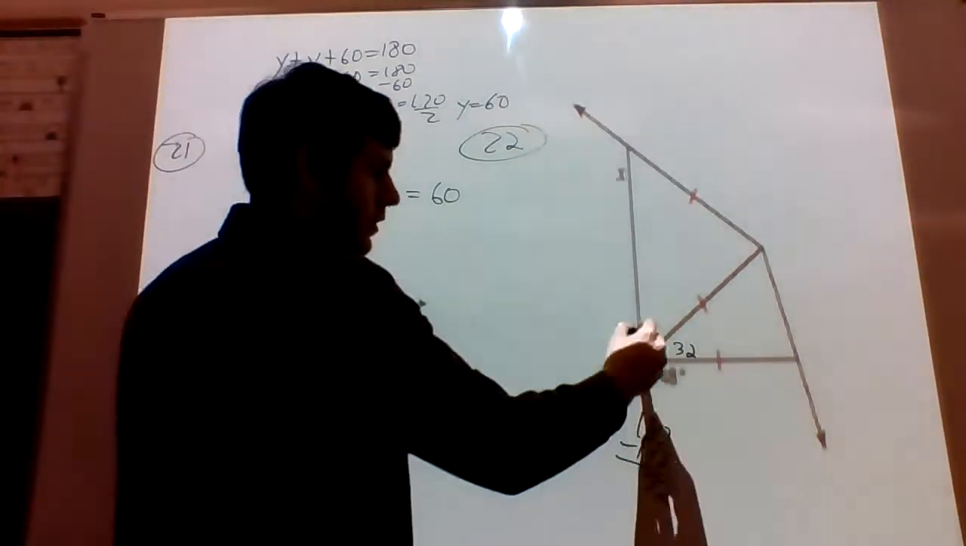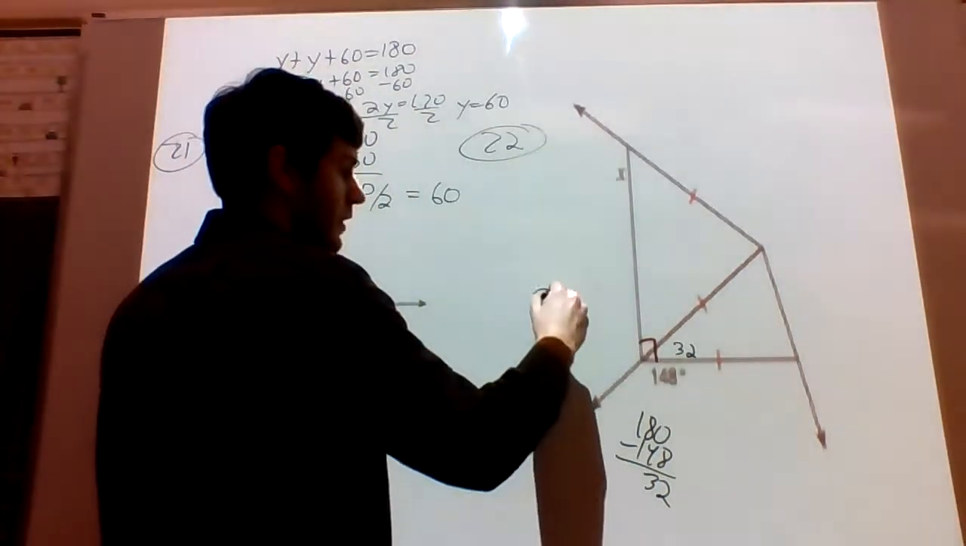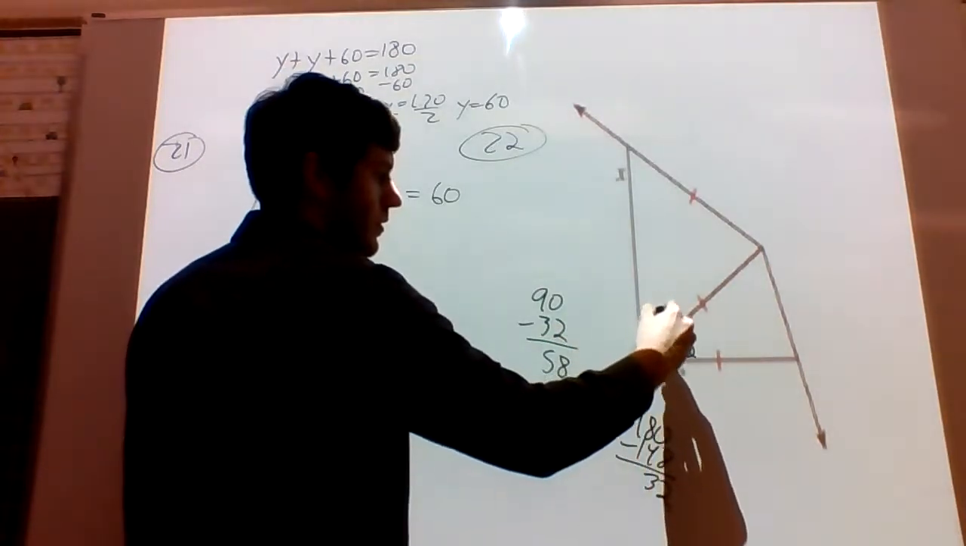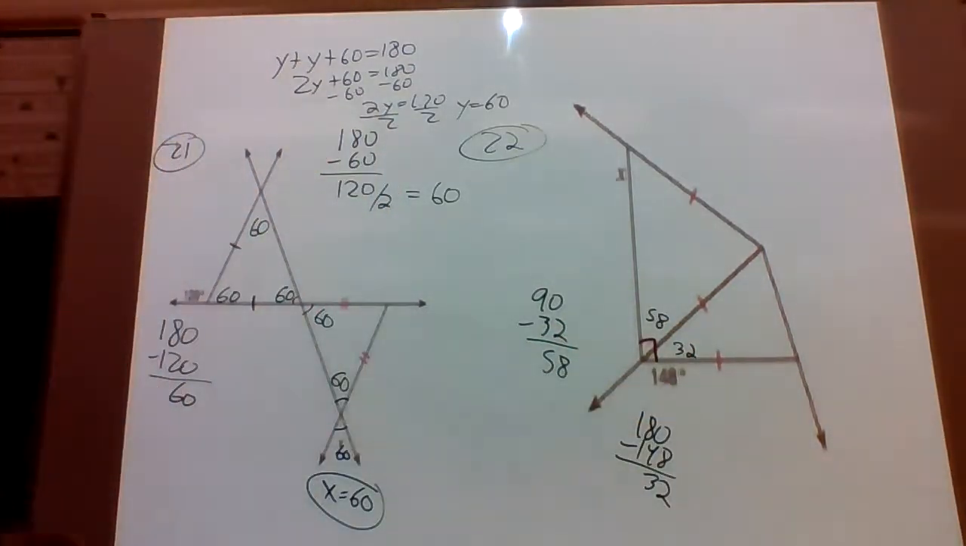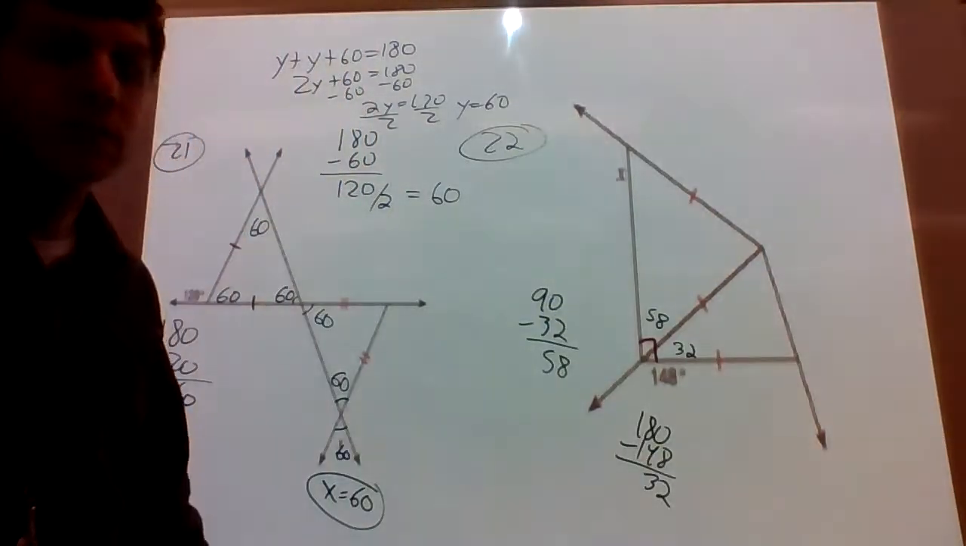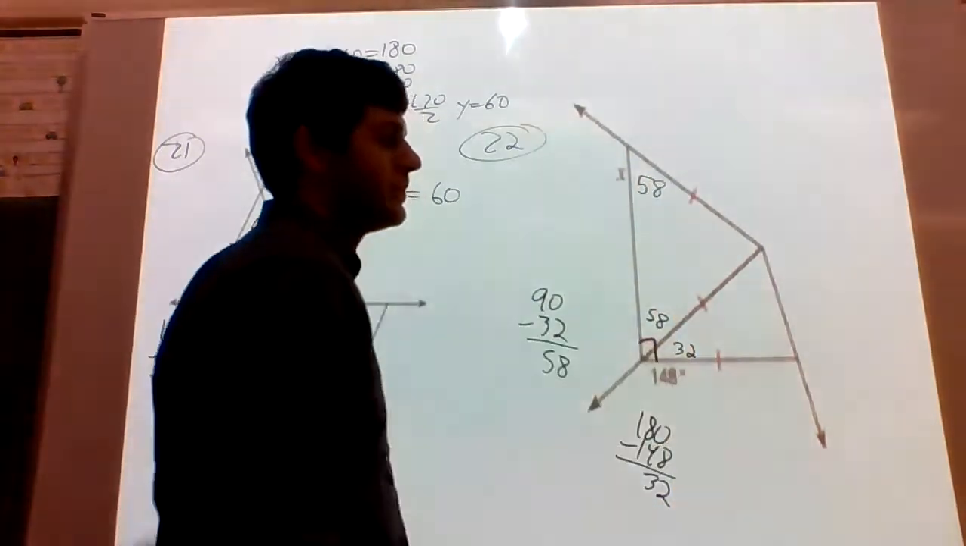Here we have a right angle. We know right angles are 90 degrees. So 90 minus 32 is going to give us 58. 90 minus 32 is 58. We have an isosceles triangle. We know the base angles of isosceles triangles are the same. So this one is also going to be 58.